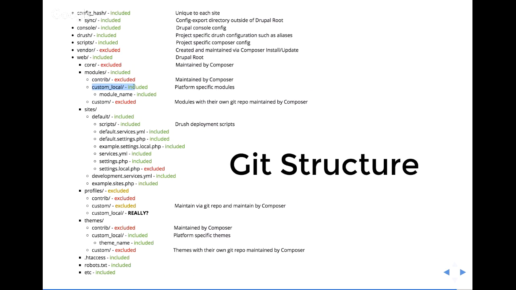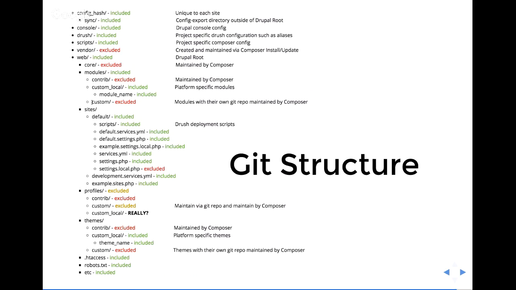Custom local, I would include this. Let's say I've got just a special module that I'm maybe developing for a particular site. I want to include it right now. Once I have a module actually ready to go, then we move it off to its own repository and include it and let Composer manage it as well.